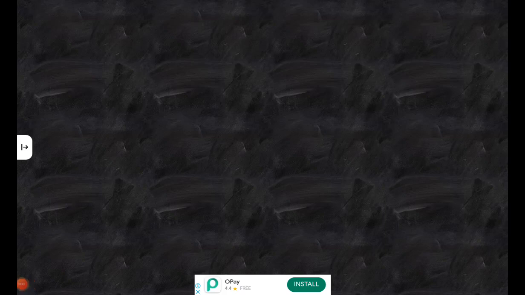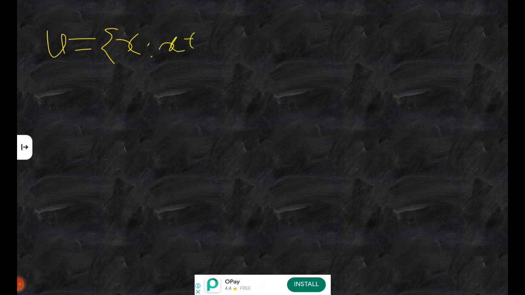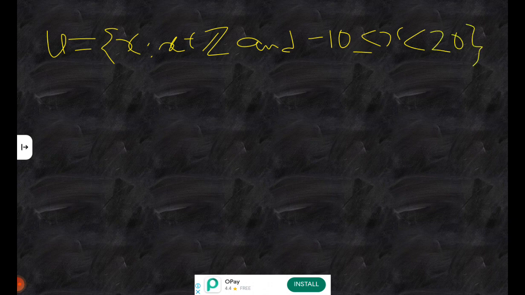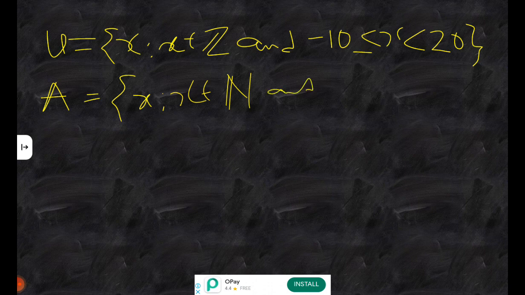I'm still Sajid on Extreme Learning website lecturing, and today we have a problem posed by students. We are given a universal set x such that x is an element of an integer value, and it ranges from minus 10 less than x less than 20. So this is the universal set given in the problem, and then we have a set A such that x is an element of a natural number N, and this x is less than 10.